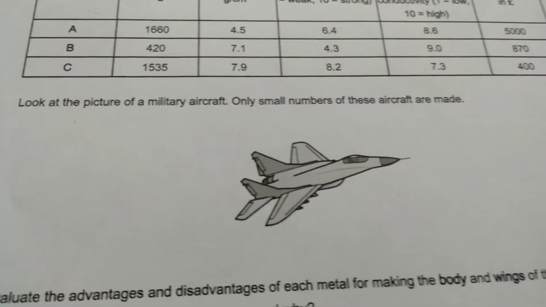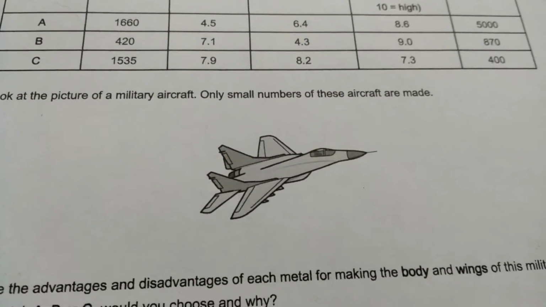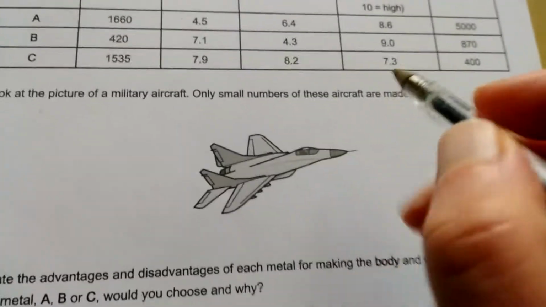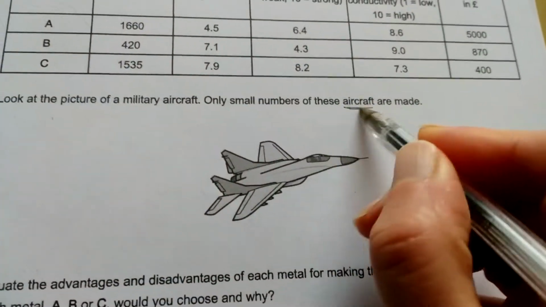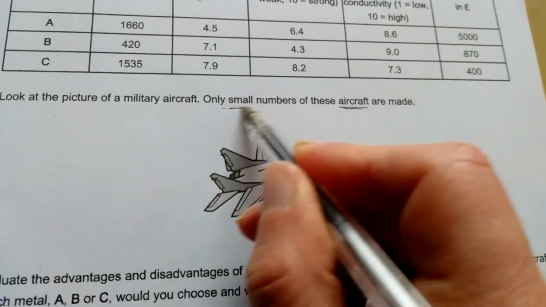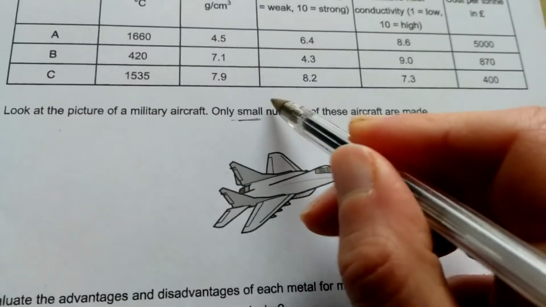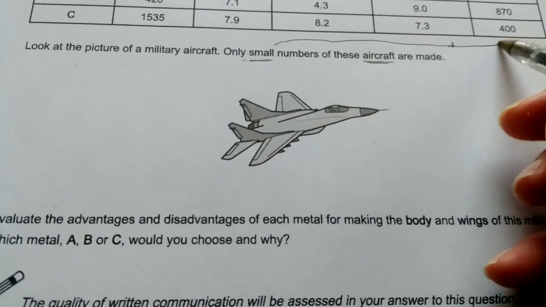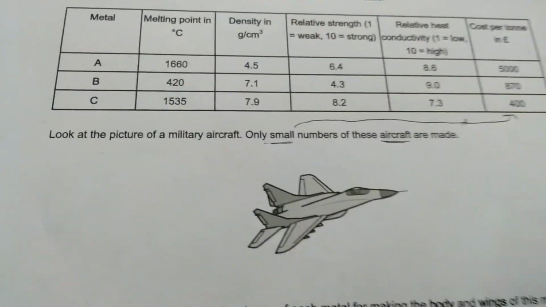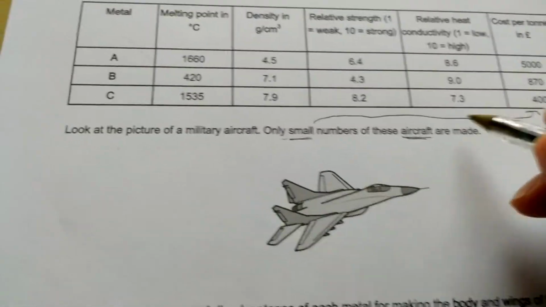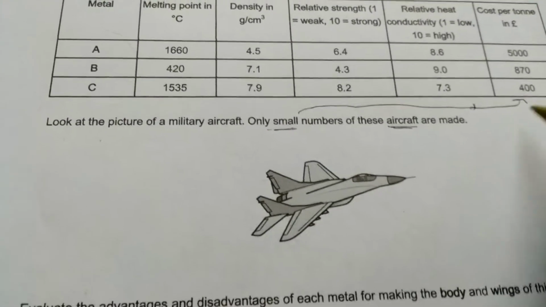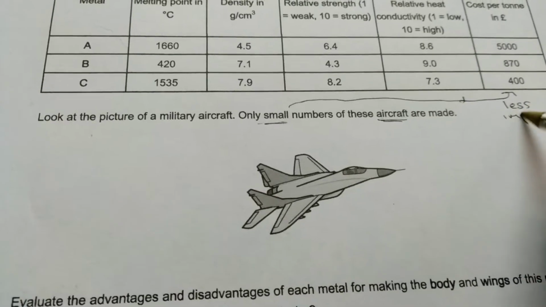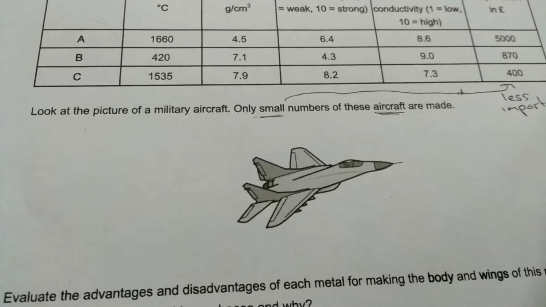So if you look at the question, it says, look at the picture of a military aircraft. Only small numbers of these aircraft are made. So I'm going to underline here, aircraft and small numbers. And the reason I've underlined small is that one of these columns is to do with cost. So because you're only making small numbers of them, the cost is going to be less important. I'm just going to write that there.